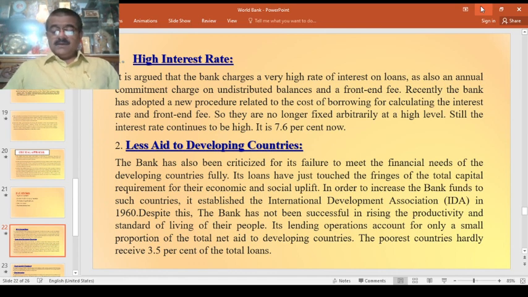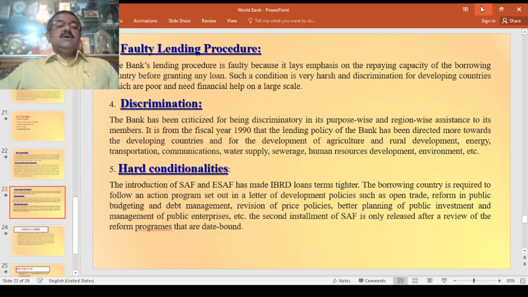So, of course, there is fear of NPA and all these things. That is why there may not be a huge amount lent to the developing countries. However, developing countries also benefited out of it.